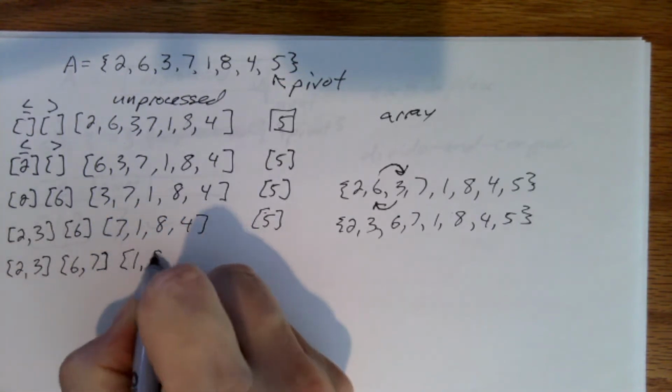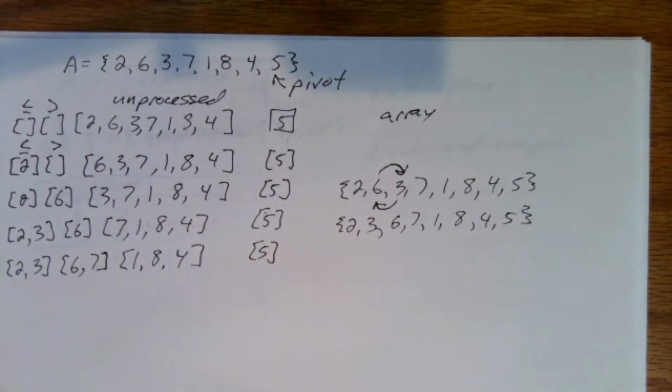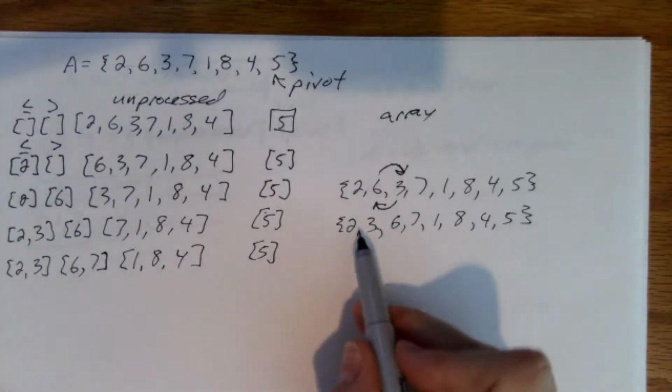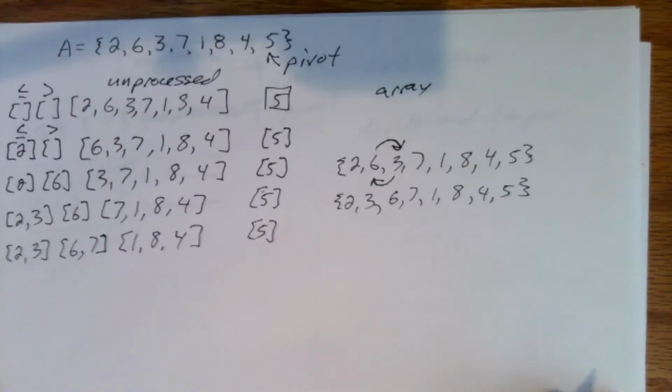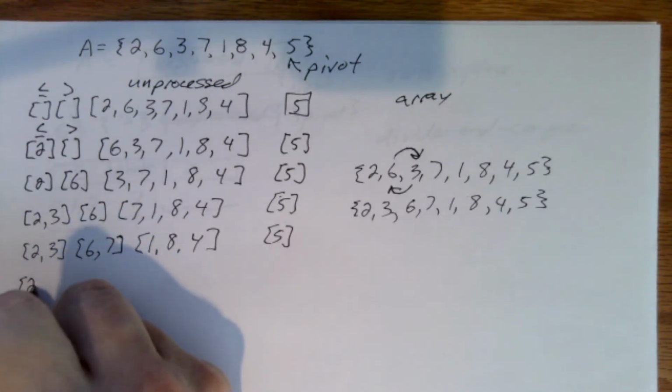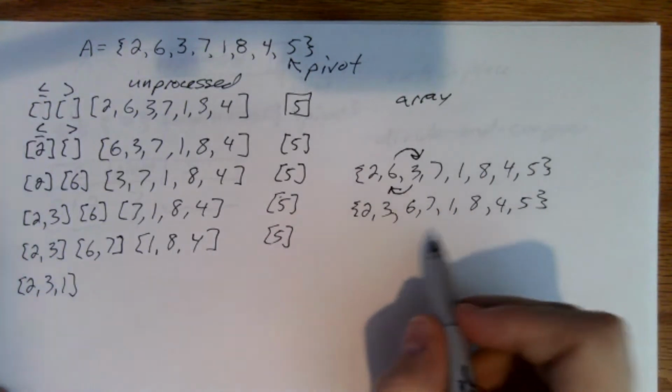And then we have 1, 8, 4, and 5. So our array is still this right here. Now we look at 1. So what happens? Well, 2 and 3 and 1 belong together. But what happens here? We need room.